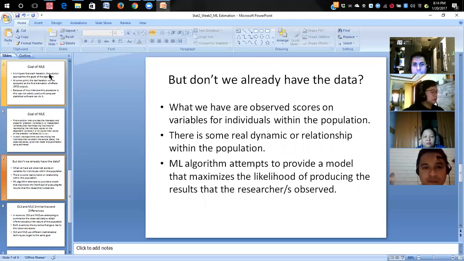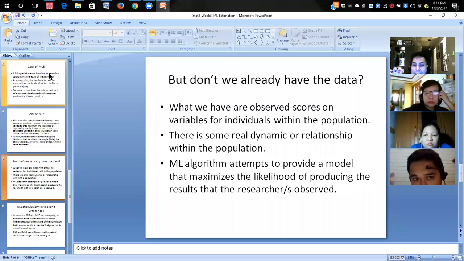Don't we already have the data? What we have are the observed scores on variables for individuals within the population. What we're trying to model is that there is some real dynamic or relationship that exists within the population. That's what we're trying to model, this relationship, this dynamic. It's a real dynamic or relationship of the observed score within the population, within our sample.